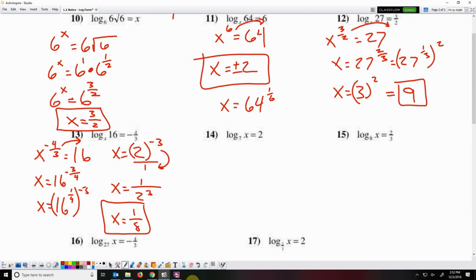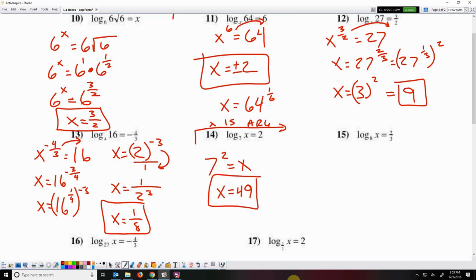And when I get to 14, it changes again, where now x is the argument. So 7 to the 2nd power equals x. Now 7 squared is 49. X is 49. I think having it in the argument is the easiest of these to solve.